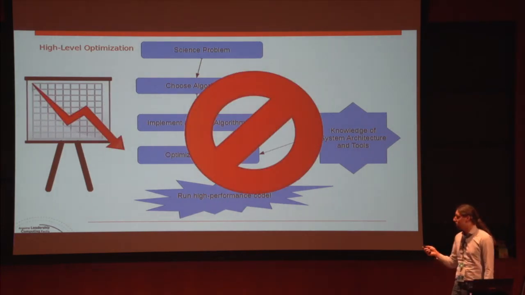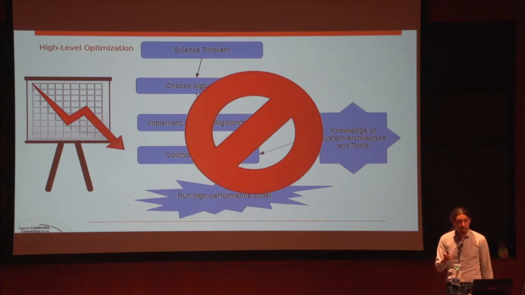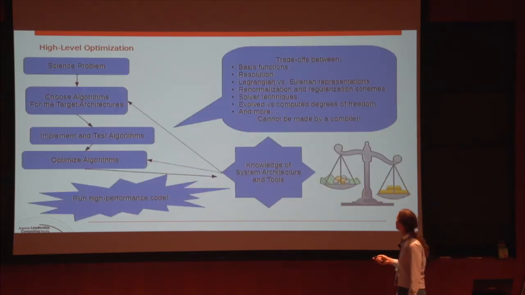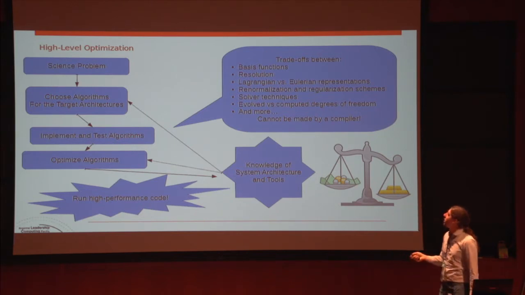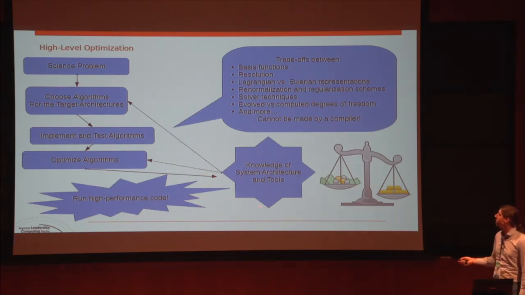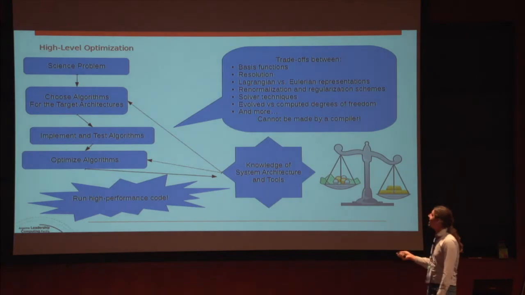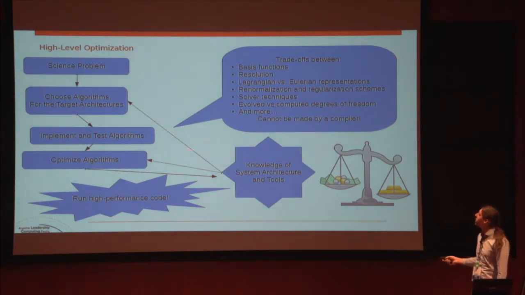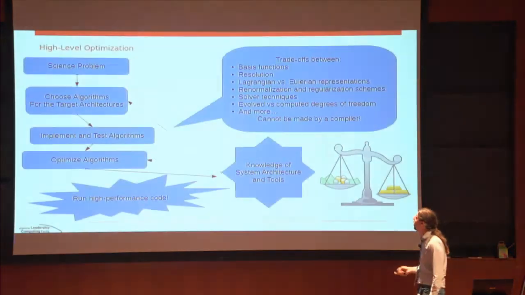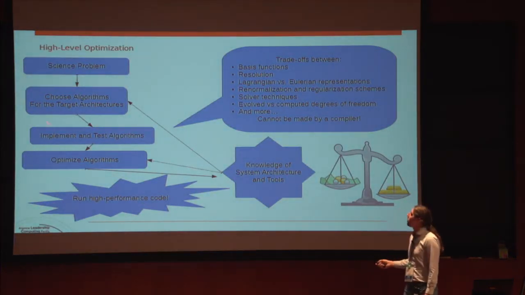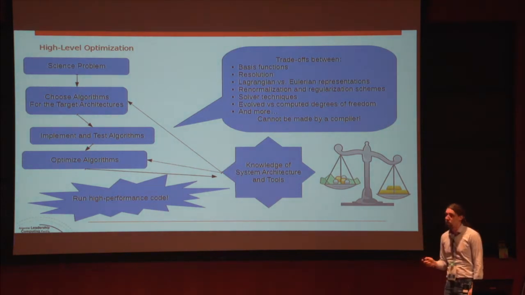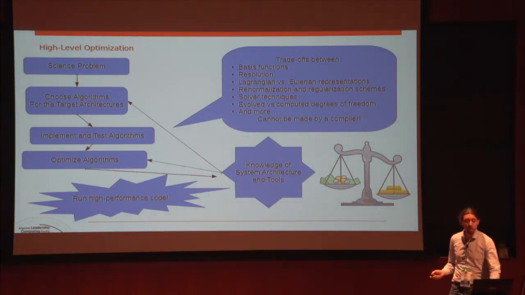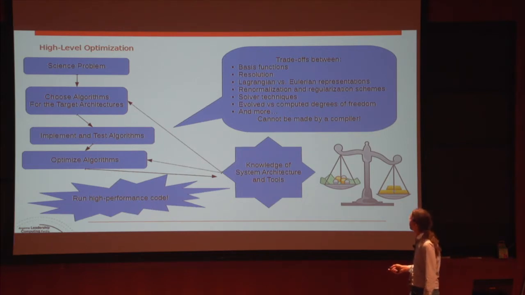Of course, the problem is that this doesn't generally work all that well in practice, for the following reason. The place where you need to apply the knowledge of what the system is capable of doing and how it works is in two different places. The first is the step where you choose the algorithms and what you're doing. The second is where you are optimizing the algorithms themselves.